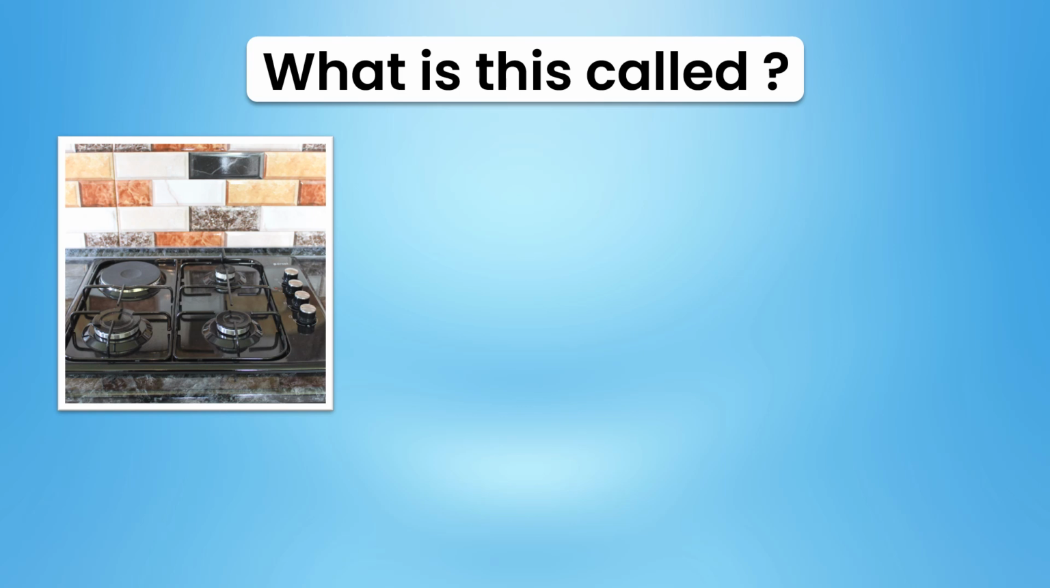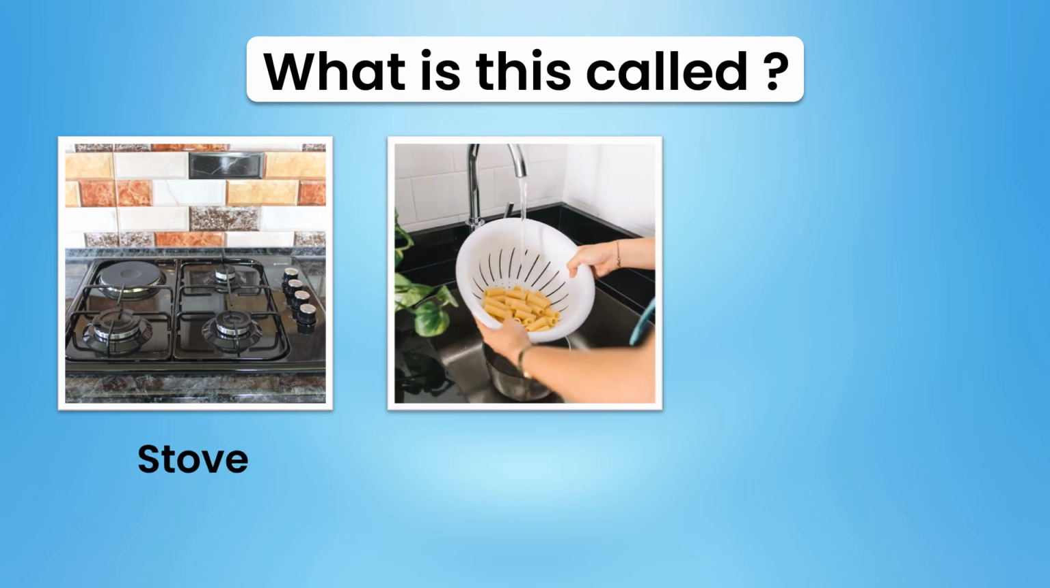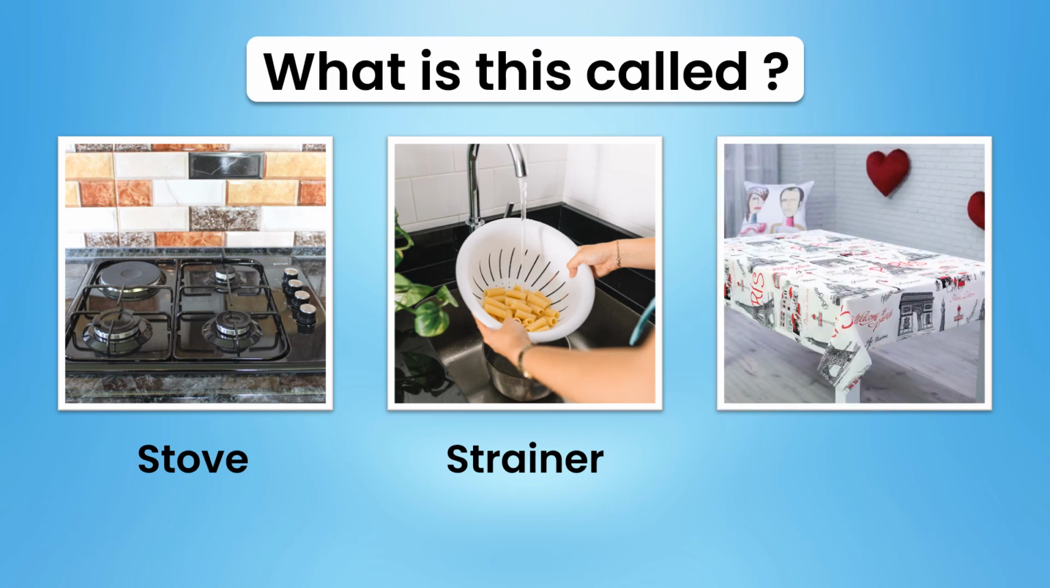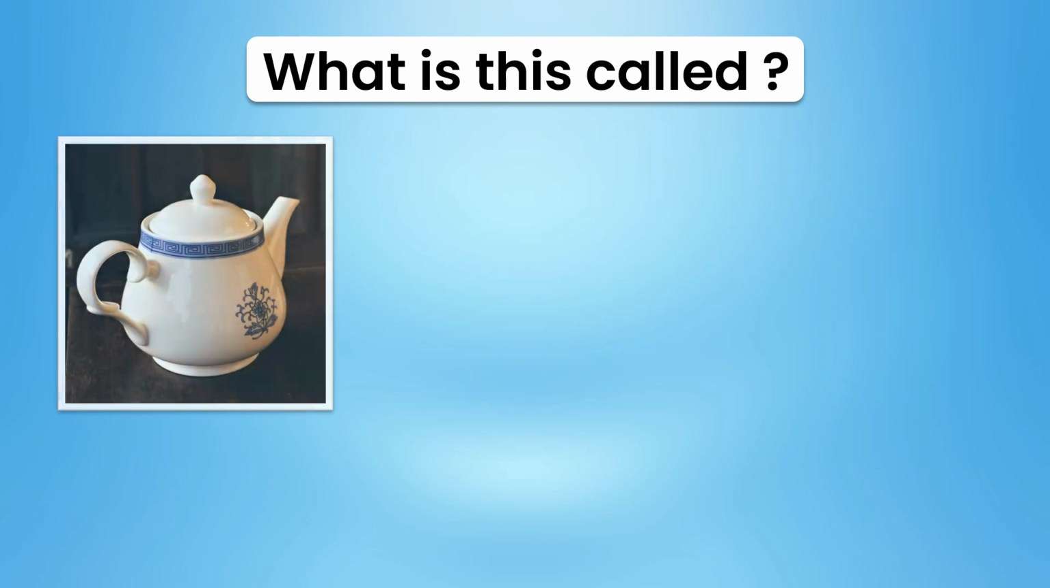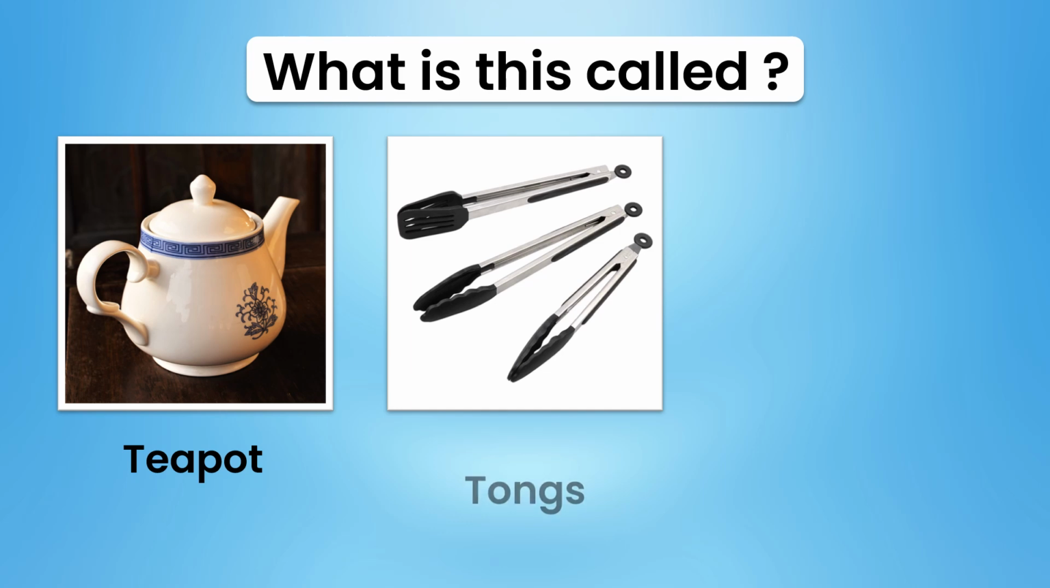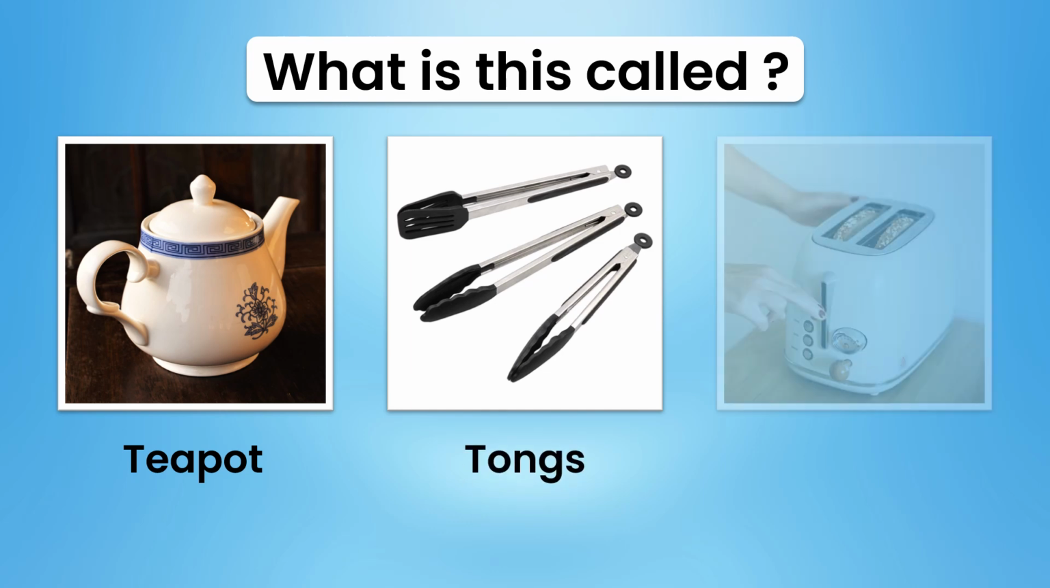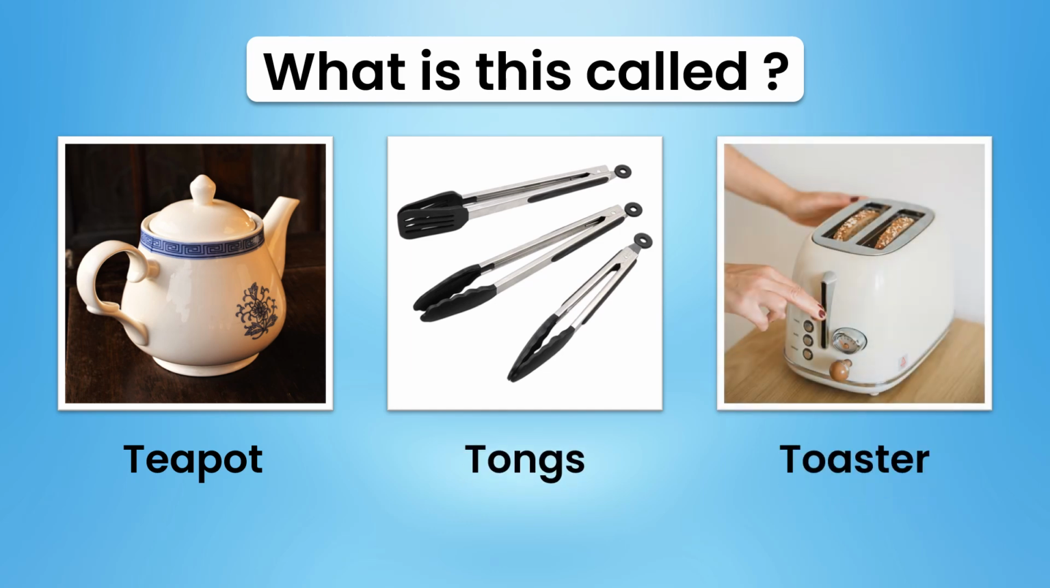What is this called? Stove. Strainer. Tablecloth. What is this called? Teapot. Tongs. Toaster.